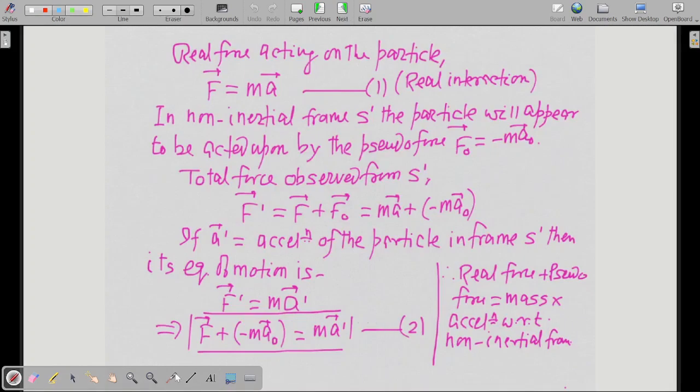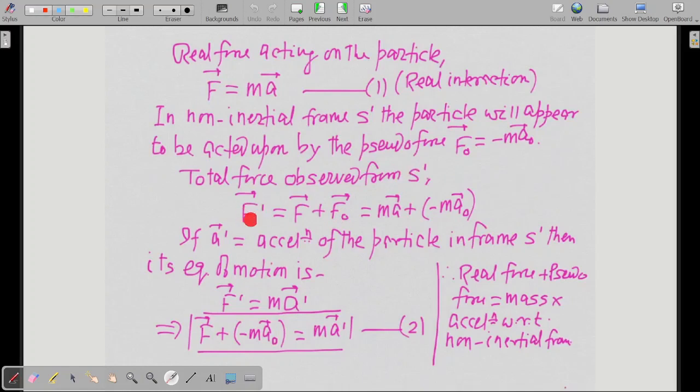So this is your real interaction, and in a non-inertial frame S prime, the particle will appear to be acted upon by a pseudo force F naught vector equal to minus ma naught vector. Okay, so in this particular non-inertial frame S prime, the particle will be acted upon by pseudo force as already derived in the previous lecture as well. So the total force observed in S prime will be F prime vector equal to F vector plus F naught vector. Now this is the real force plus this pseudo force, that will be the total force observed in this non-inertial frame S prime.